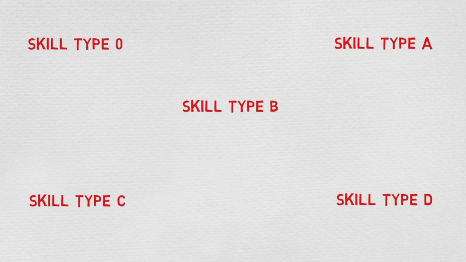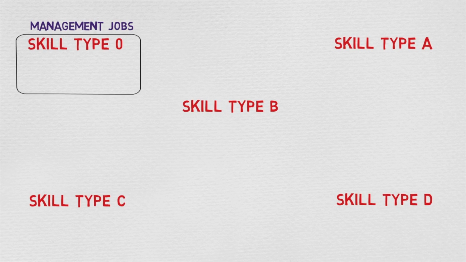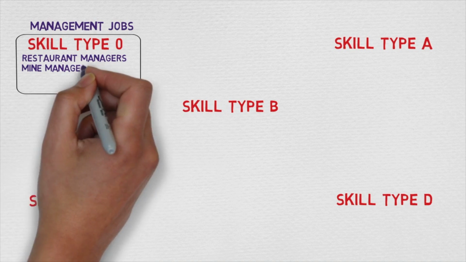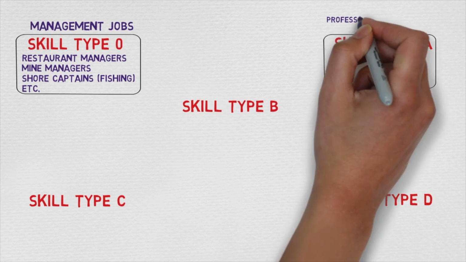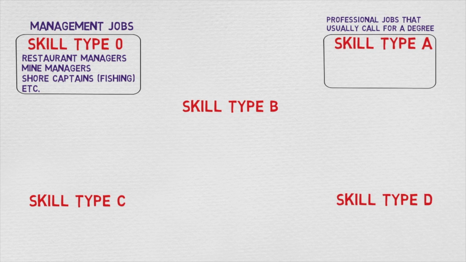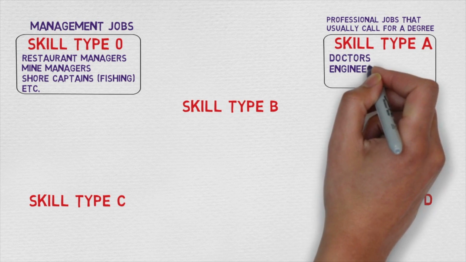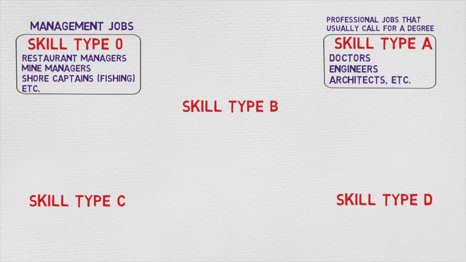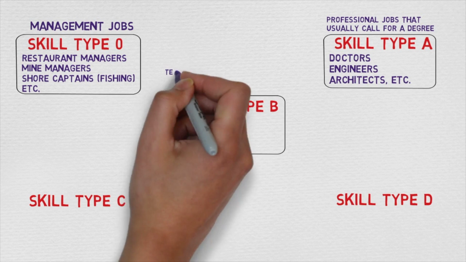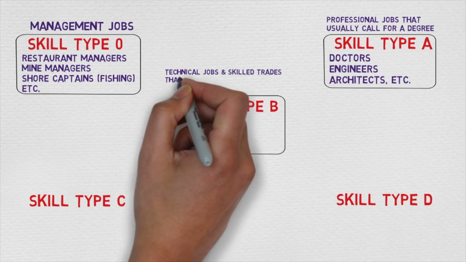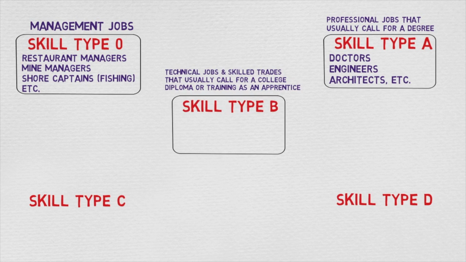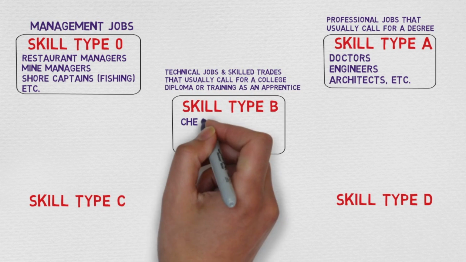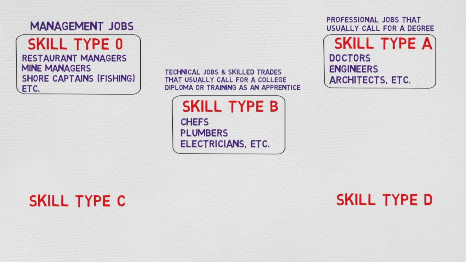Skill type 0 are mainly management jobs such as restaurant managers, mine managers, shore captains, etc. Skill type A are the professional jobs that usually call for a degree such as doctors, dentists, engineers, architects, etc. Skill type B are the technical jobs and skilled trades that usually call for a college diploma or training as an apprentice, such as chefs, plumbers, electricians, etc.